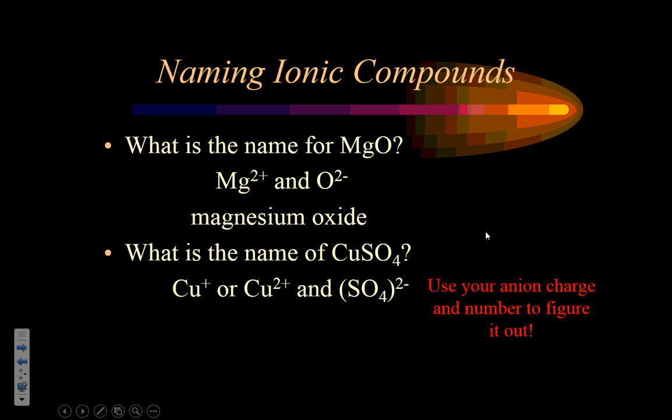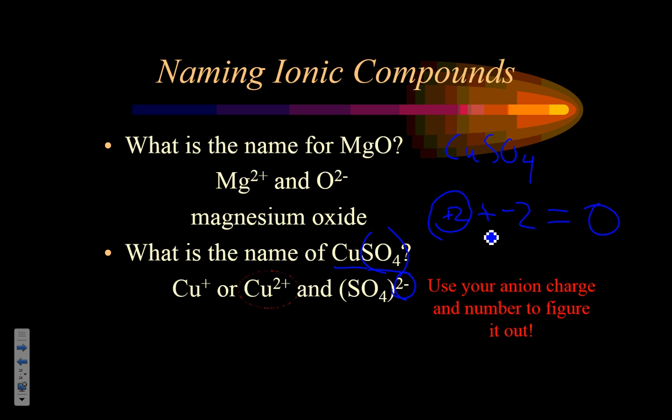Now, first, it could be +1 or it could be +2. So how do I figure it out? Well, I know it's CuSO4. 1 Cu, 1 SO4. And I know SO4 is a 2- charge. So I know my total negative in CuSO4 is -2. Now I knew the total had to add up to 0. So what does my cation have to equal? Well, it had to be a +2. I've only got one copper. It just says Cu, so that means 1. And that must mean that one copper has to have the full +2 charge. So that's how you use the anion to figure out the cation.